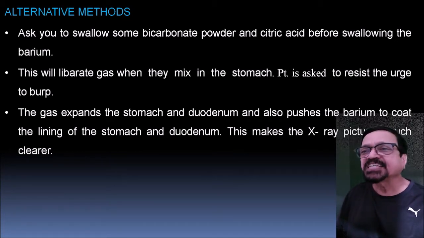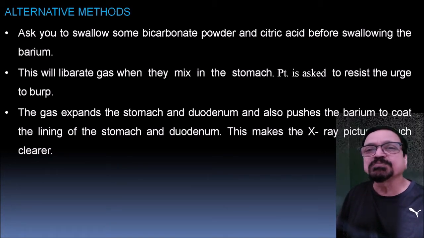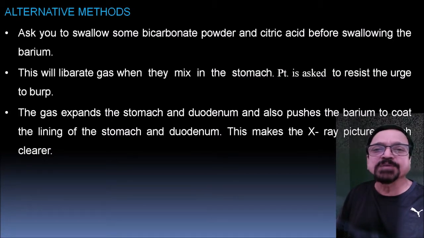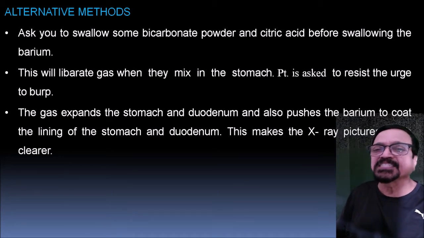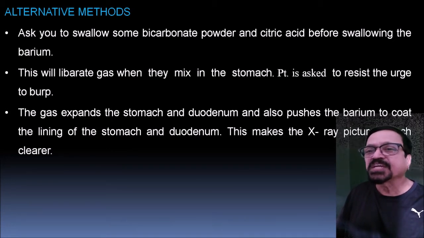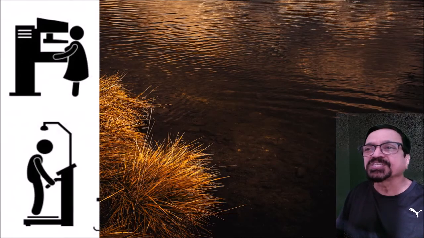This will liberate gas when the mixture reaches the stomach. The patient is then asked to resist the urge to burp. Otherwise, whatever gas we have produced will go away. So the patient has to cooperate, and for that reason we have to explain to the patient before doing this procedure. Now the gas will distend the stomach and also push the barium to coat the lining of the stomach and duodenum, and this makes the X-ray pictures much cleaner and we will get very superior quality pictures.